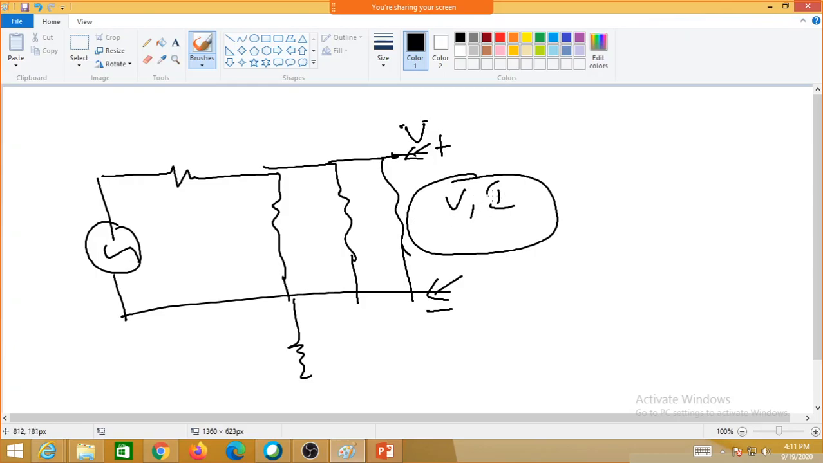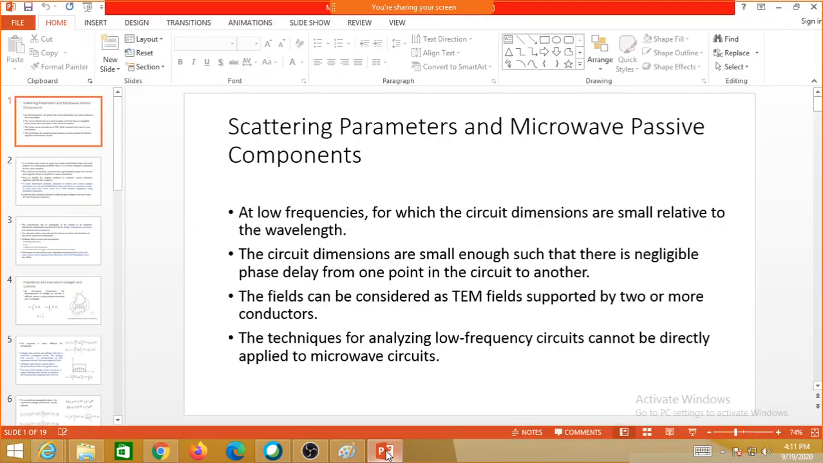So in network analysis you might have studied, we always used to find out voltage or current. In the two conductor system, generally we will take it as TM fields. The two conductor system, in the sense of transmission line theory, you can take it as the coaxial cable, which is an example of a two conductor system, or any two wire transmission line, that is also a two conductor system.